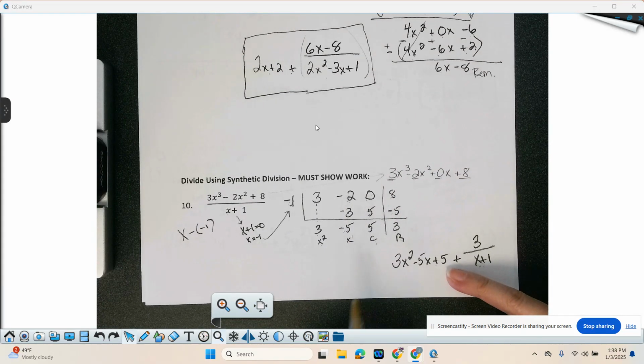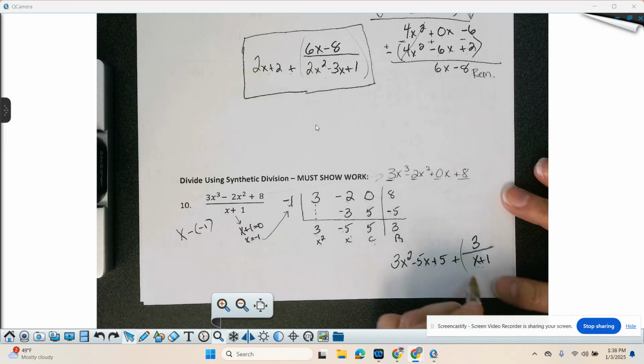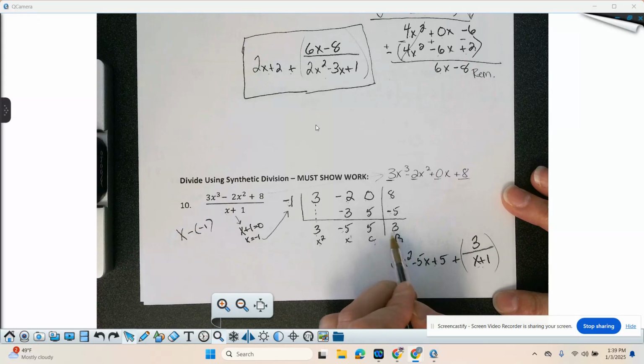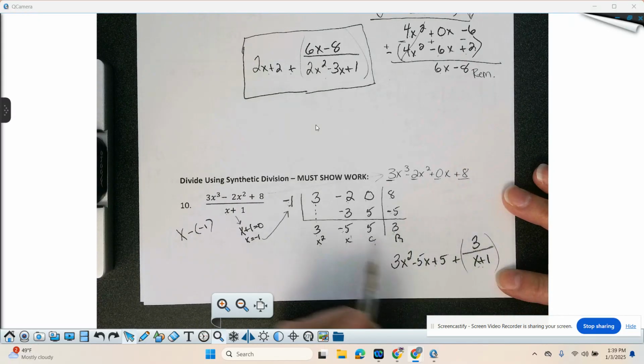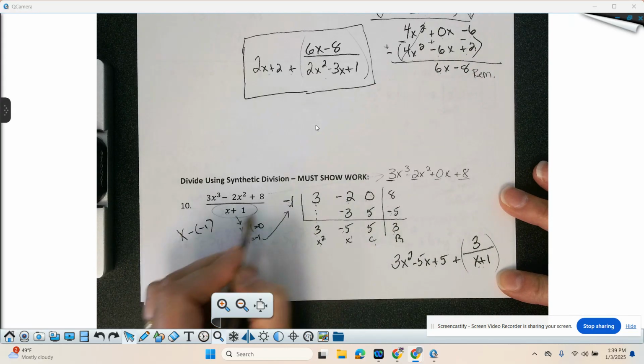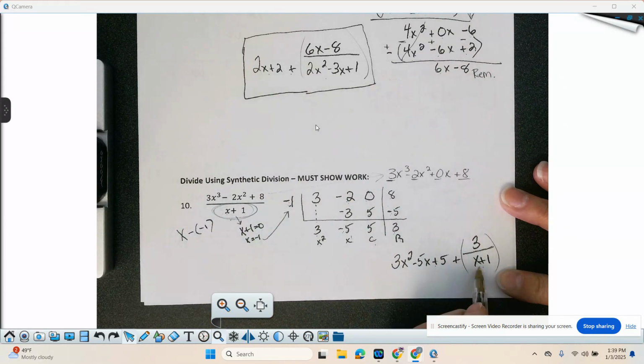Then always remember your remainder. It's going to be plus a fraction. Put the sign in the number that we have right here, positive 3. And then what were you dividing by? Originally, you were dividing by x plus 1. You're putting the x's back in, so you have to put the x back in.